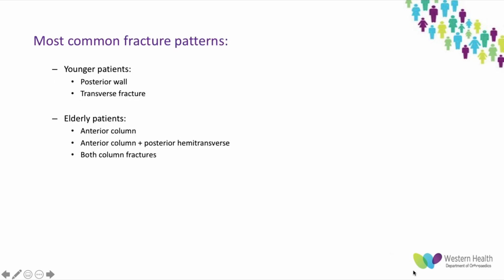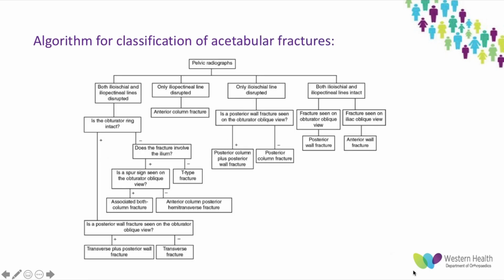So typically your most common fracture patterns in your younger patients are posterior wall and transverse fractures, and your elderly patients typically get your anterior column or both column fractures. So this is an algorithm which I found really useful to determine what lines are visible on the pelvic radiographs that are disrupted, which indicate the type of fracture the patient has anatomically.